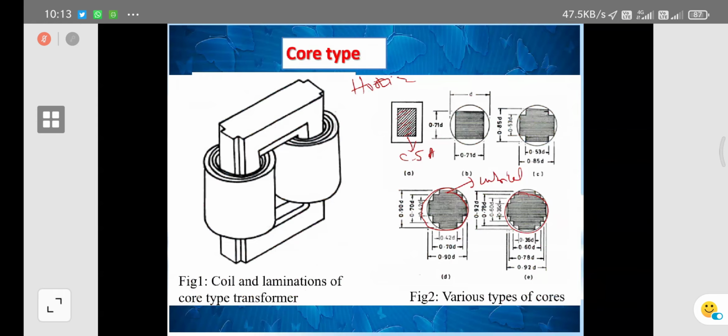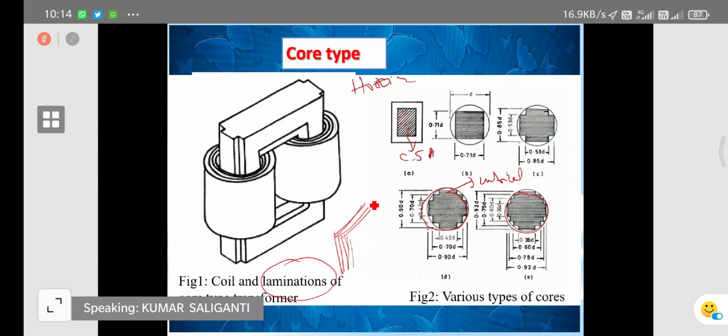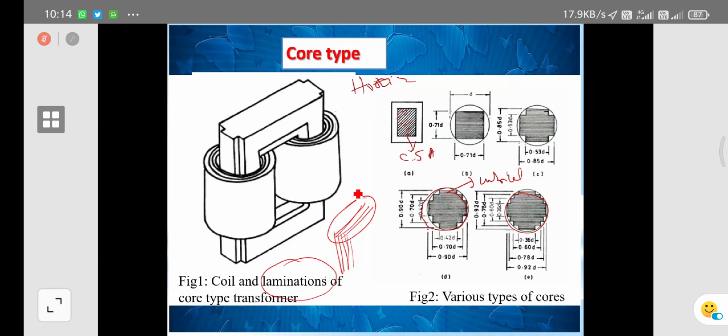Now I am asking one question here. Every time I am saying that in the core there will be laminations. These are the coil and laminations of a core type transformer. Suppose this is one lamination, this is another lamination; these strips will be placed here. What is the air gap length of each lamination? It should be 0.5 mm thickness. So the core has to be laminated.